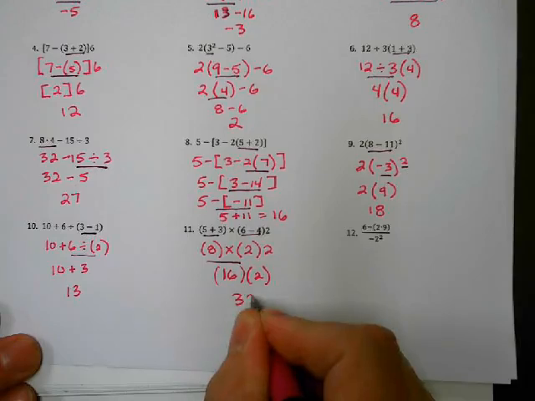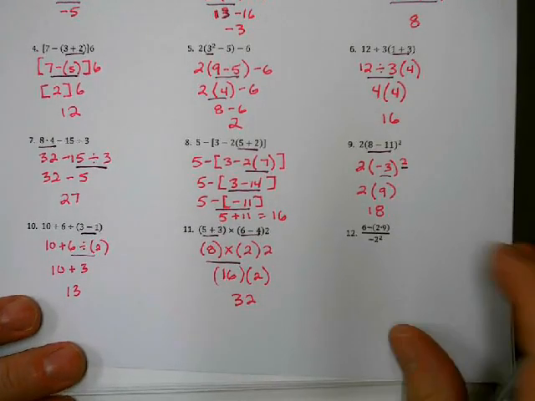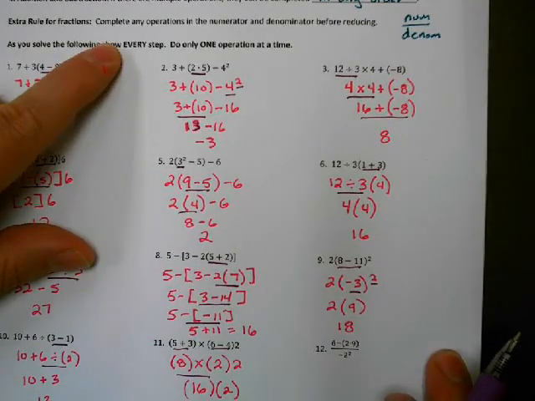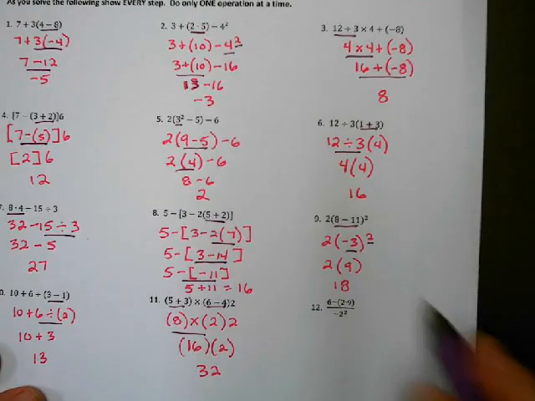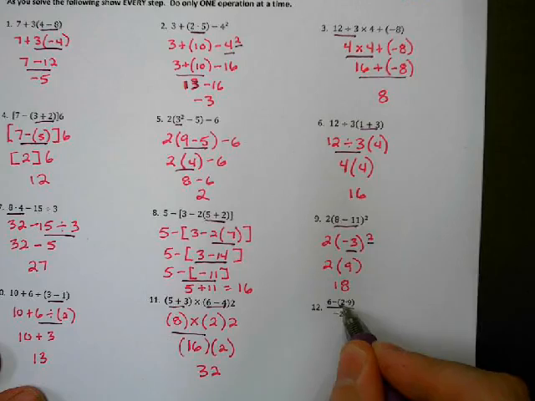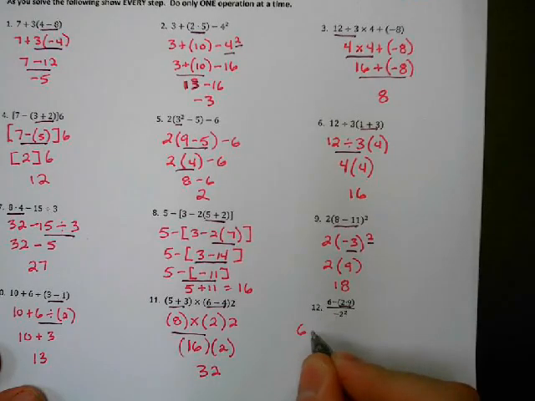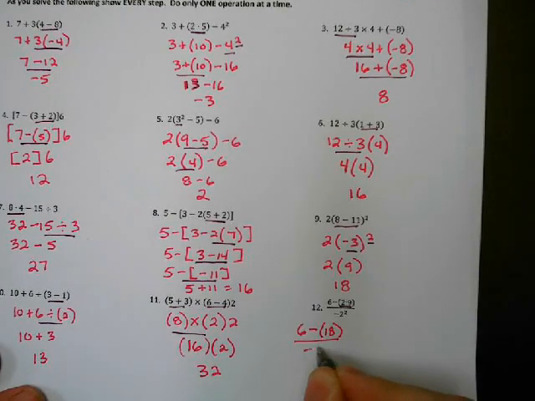All right, almost there. Last problem. Okay, so this is where we were talking about this extra rule right here that complete any operations in the numerator and the denominator. So I have an operation right here in my numerator. I'm going to do that first. I'm going to just work through my numerator. I've got 6 minus 2 times 9 is 18. Now I'm going to do 6 minus 18. That would be negative 12.